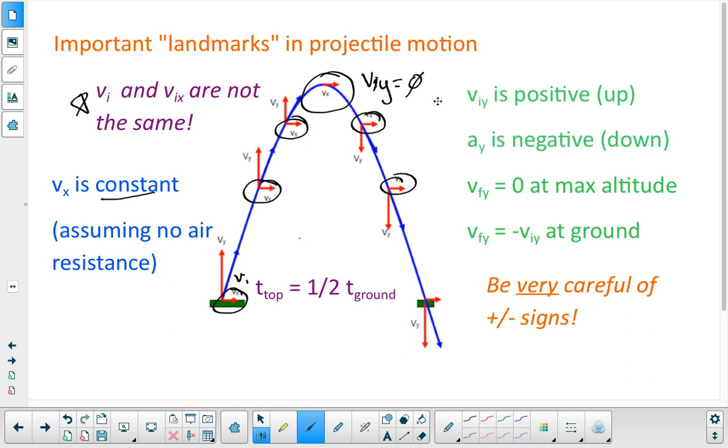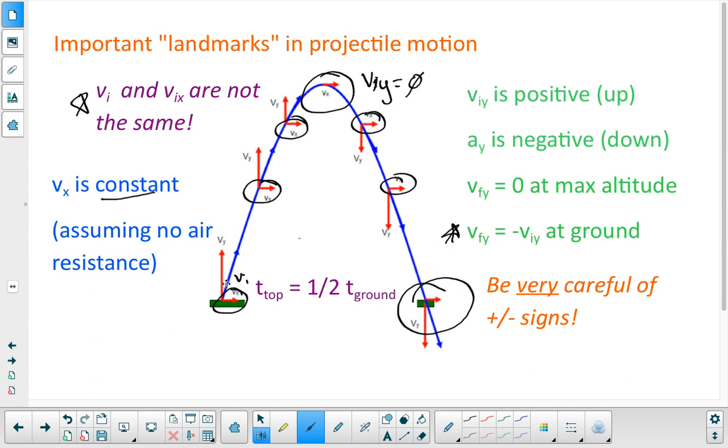When we're starting to talk about the y components, this is much more complicated. Our Viy is typically going to be positive in the upwards direction. Our ay, our acceleration, is going to be negative, and again, this is negative due to gravity. At the top of its flight, the Vfy at maximum altitude would be equal to 0 for just an instant. And then the last little trick that we can use, depending on what we're trying to do, is to keep in mind that Vfy, its final velocity, is equal and opposite to its initial velocity if it's landing on the ground at the same altitude.